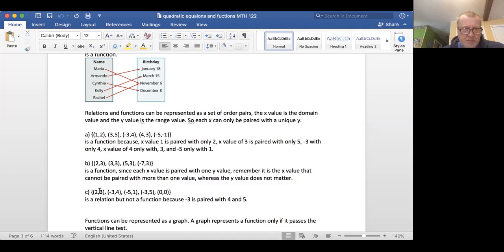Let's take a look at this one. 2 gets paired off with 3. Minus 3 gets paired off with 4. But minus 3 also gets paired off with 5. Since minus 3, the x value of minus 3, has a pairing of 4 and a pairing of 5, it cannot be a function.